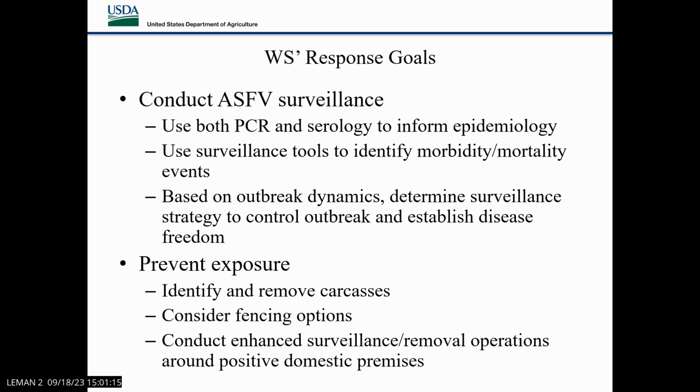Of course, as part of any response plan, conducting ASF surveillance, so doing both PCR and serology to inform our EPI, continuing to do morbidity mortality surveillance in non-control zone areas across the rest of the U.S. during an outbreak to make sure that we're not finding any sick and deads on the landscape. And then demonstrating disease freedom after we think we've eradicated ASF will be a huge lift in feral swine. And then, of course, preventing exposure and infecting additional susceptible animals.